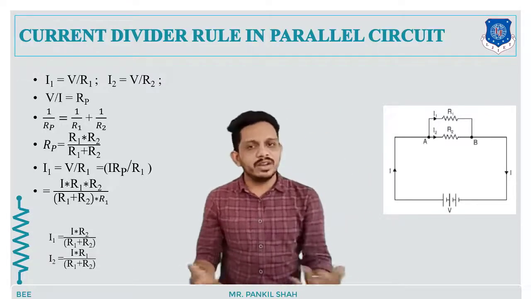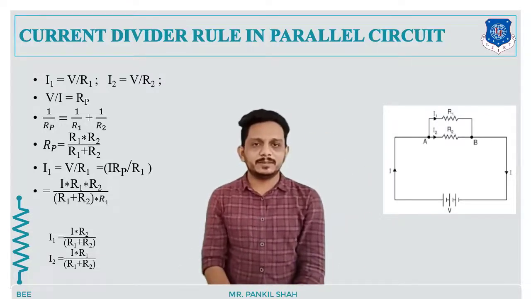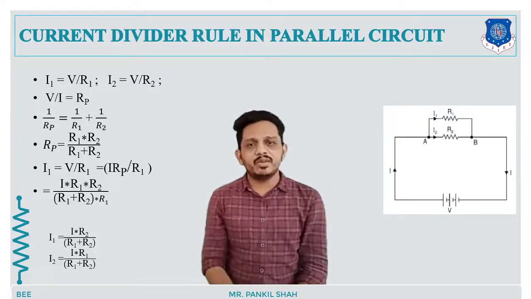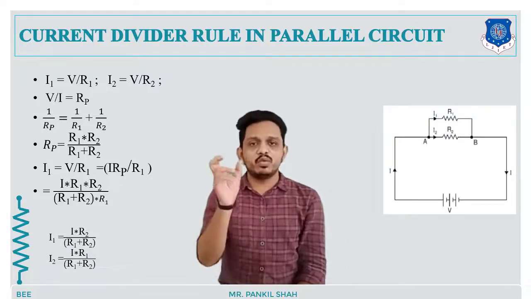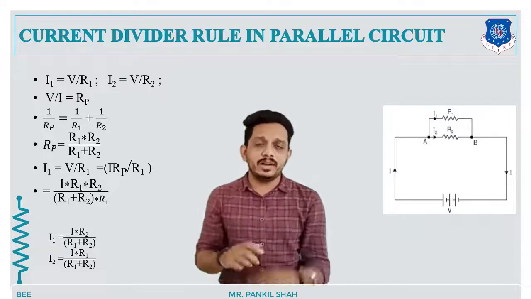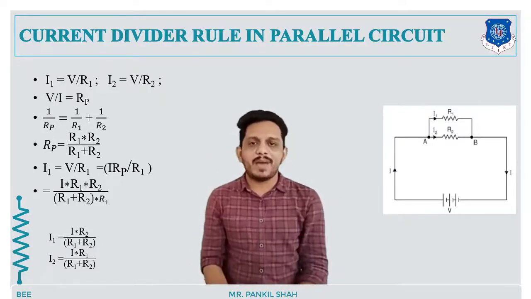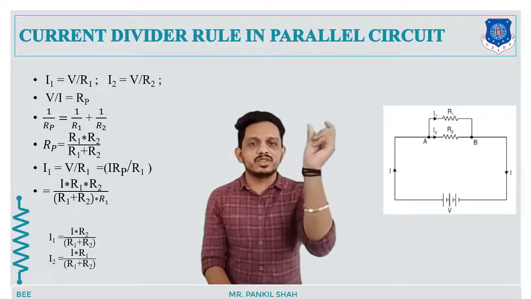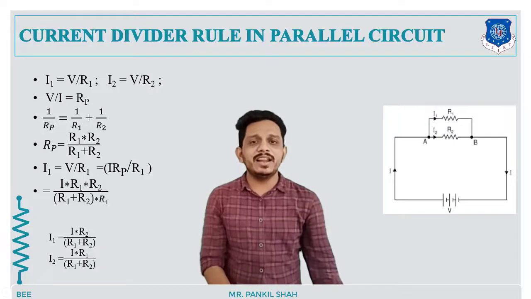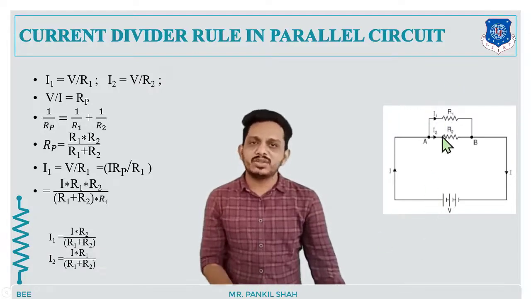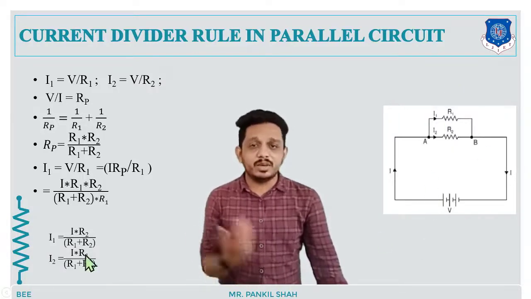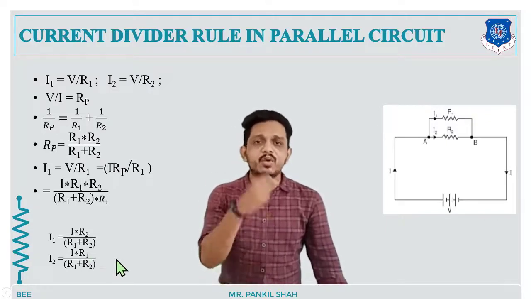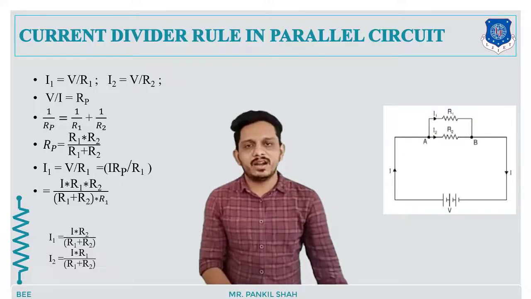So in the current divider rule, you can say that the opposite resistor is in the numerator. In the voltage divider rule, the resistance across which you want to find the voltage was in the numerator, whereas in the case of parallel resistors, the opposite resistor should be in the numerator. Similarly, if you want to find the current flowing through the second resistor, that is I2, then the equation will be I2 is equal to the total current I into R1 upon R1 plus R2.